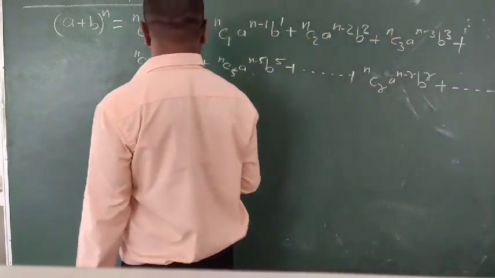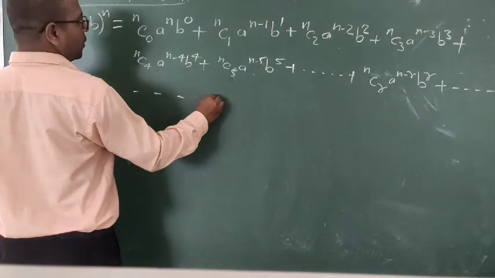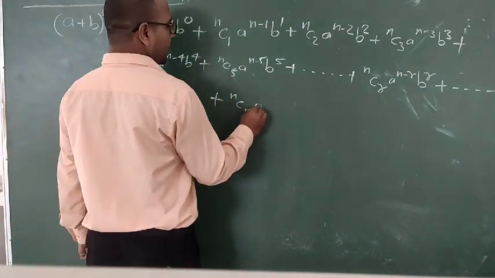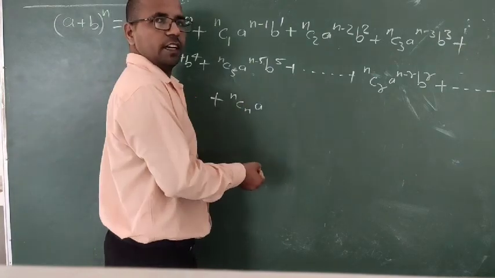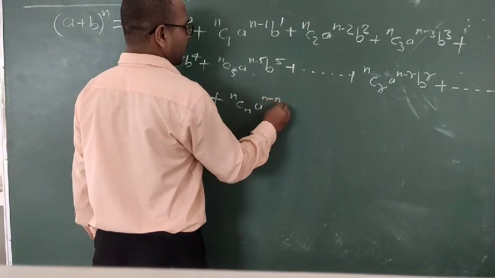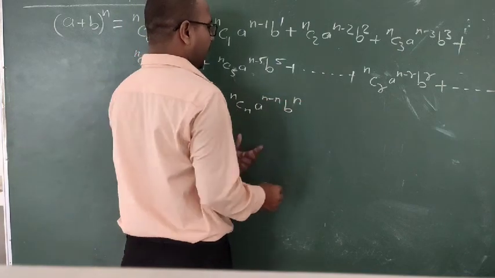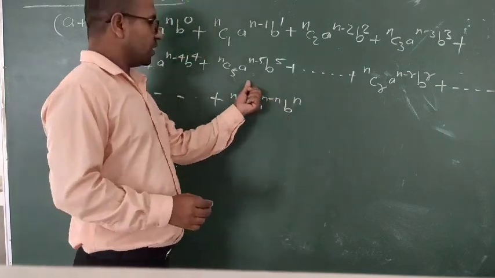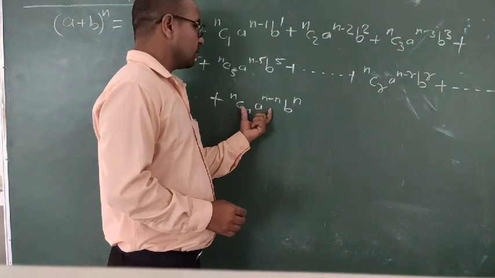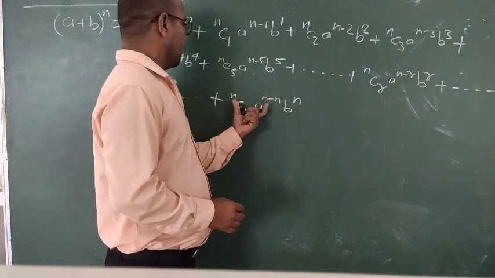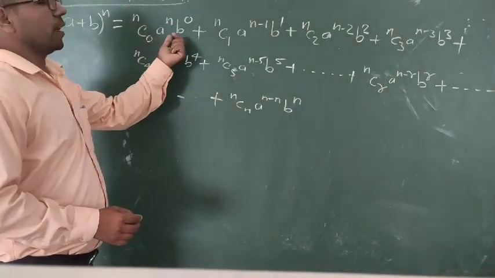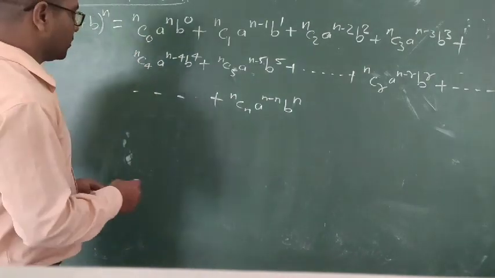Plus, in the same way, students, we are proceeding and reaching up to nCn. So how much do you get here? a to the power n minus n, a to the power 0, b to the power n. That means the last one is this one. Last term coefficient you will get here is 1 only, last term b to the power n. And the starting coefficient is also 1 only.